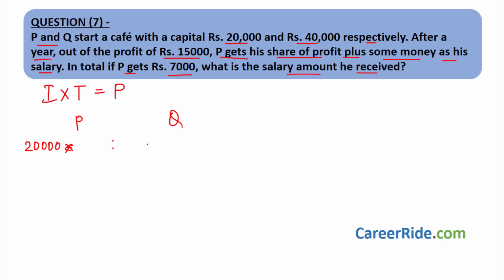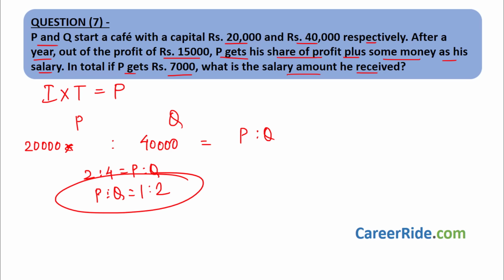What is the investment for Q? 40,000. That is also for 1 year. Then what will be the profit ratio? Profit for P and Q. Let's say profit for P is P, profit for Q is Q. So the profit ratio for P and Q is P is to Q, which is 20,000 to 40,000, that is 2:4. So the profit ratio for P and Q is 1:2.